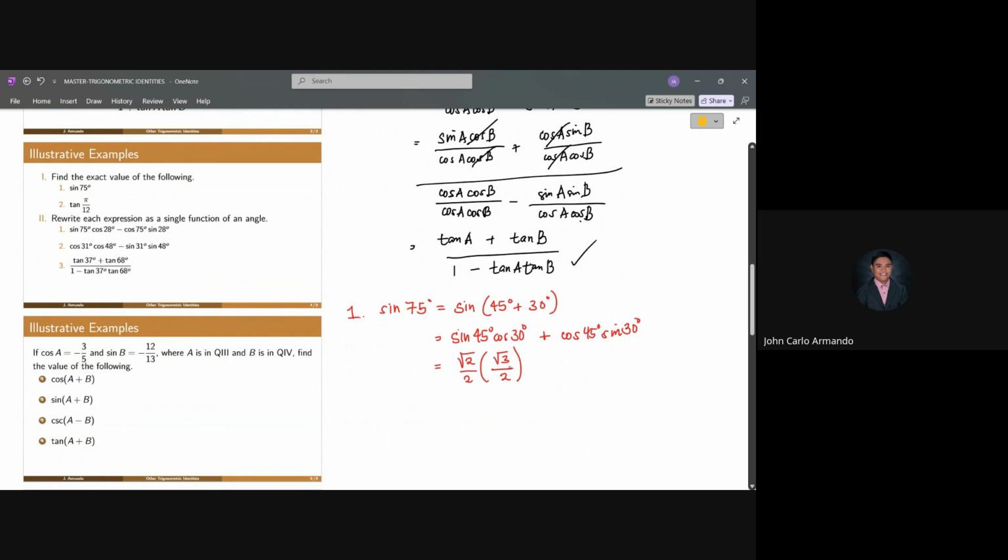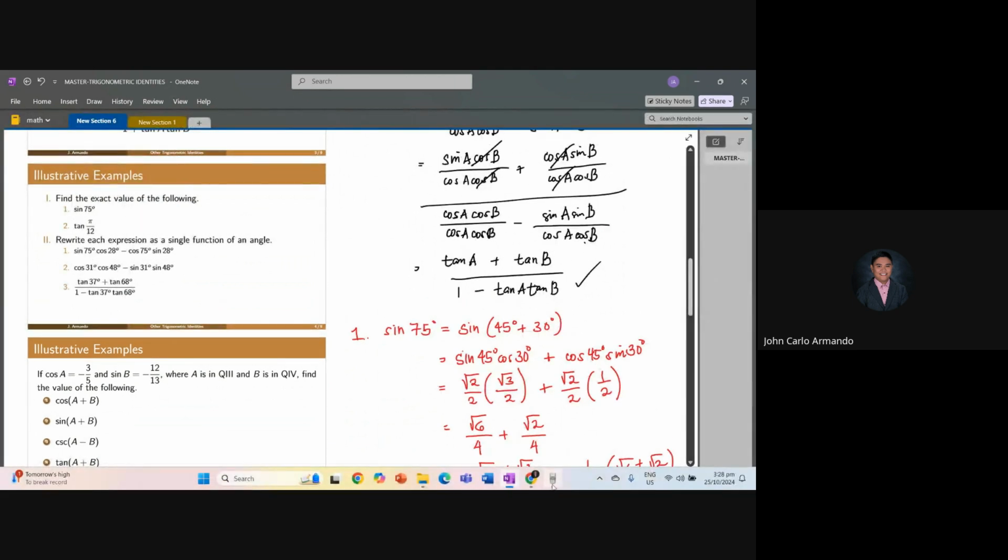I hope everyone is familiar with this. What's the value of cosine 45? That is square root of 2 over 2. And what is sine 30? That is 1 half. Then multiply square root of 2 times square root of 3, that's square root of 6. 2 times 2 is 4. Square root of 2 times 1, that is square root of 2. 2 times 2 is 4. Then combine. That is square root of 6 plus square root of 2 over 4. Or if you want, you can factor out the fraction 1/4 times square root of 6 plus square root of 2. So this is the exact value of sine 75.